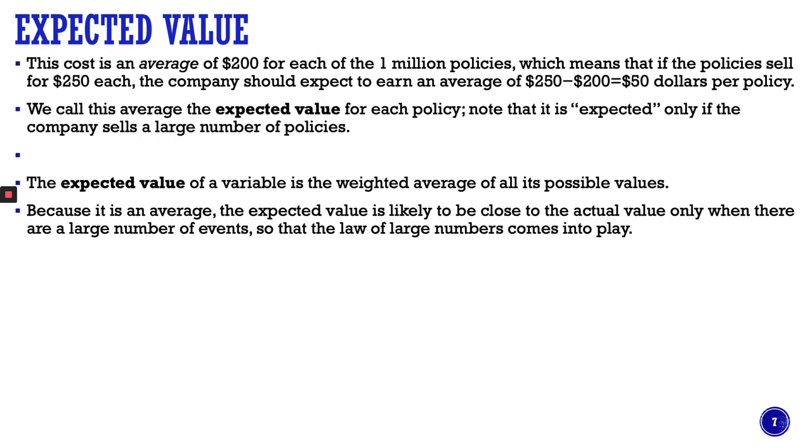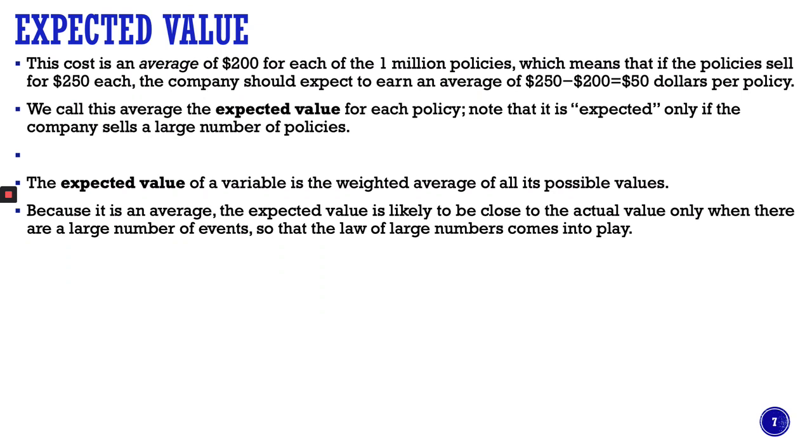Now the cost is an average of $200 for each of the 1 million policies, because there were $200 million and 1 million policies. Which means that if the policies sell for $250 each, the company should expect to earn an average of $250 minus $200 equals $50 per policy. And they sold 1 million policies, so they're still looking at a $50 million profit there. We call this average the expected value for each policy. Note that it is expected only if the company sells a large number of policies.